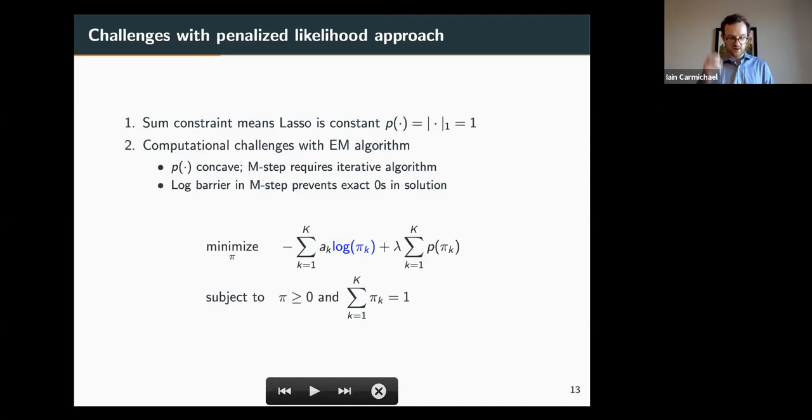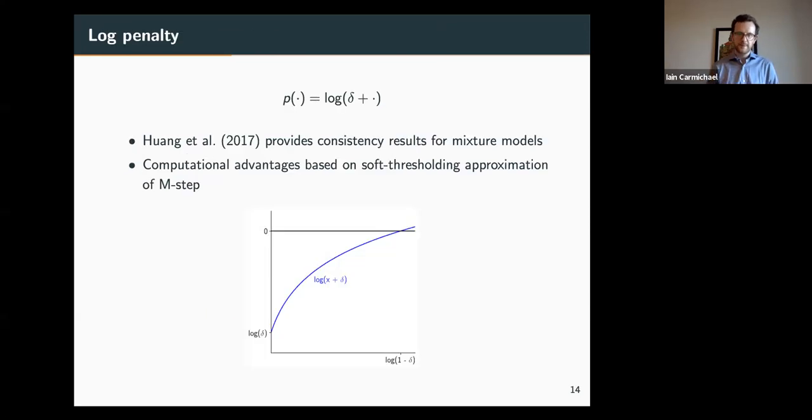Okay, so as we were saying, we think pi might be sparse. We're going to try to estimate the sparsity structure through a penalized likelihood formulation, and use an EM algorithm to fit that model. There are some computational challenges with this EM algorithm. In particular, the log barrier term, like I said before, means that our EM algorithm can never actually give an exact 0. We'll come back to that issue.